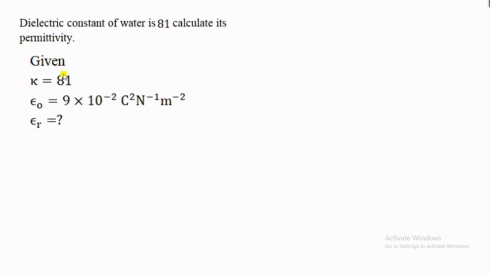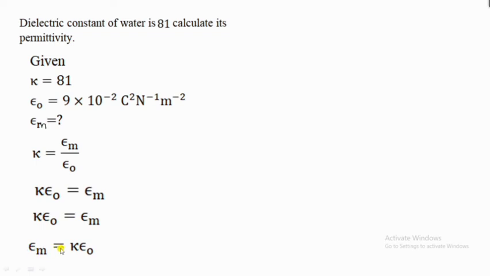So dielectric constant of water is 81, and we have to calculate the permittivity of water. So dielectric constant kappa is given 81, and epsilon naught we already know, 9 into 10 to the power minus 12 coulomb square per Newton per meter square, and the permittivity of medium is what we have to find. So we already know kappa is epsilon m by epsilon naught. So now you multiply this to this side and you are left with this.